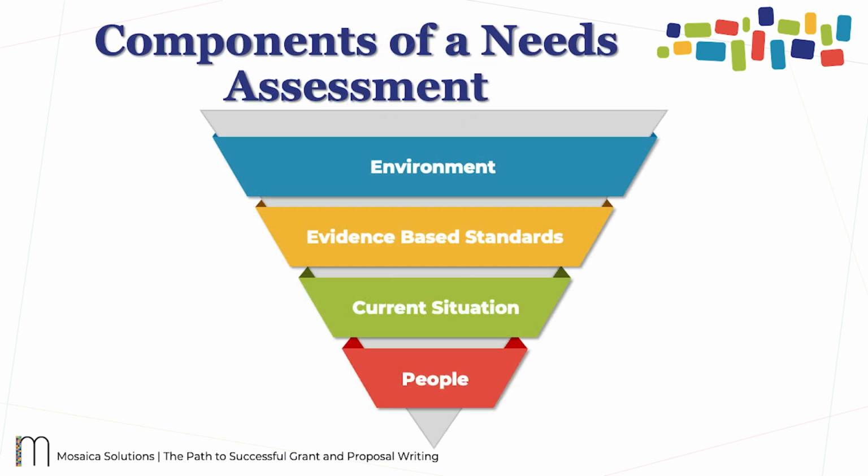A needs assessment generally includes 4 elements: the environment, evidence-based standard, current situation, and people. The environment sets the context and provides a background of the problem. It describes the state of play, existing research and work done in this area, and the status quo that your project intends to change. While it's an essential part of your grant, an environmental overview shouldn't overshadow the more critical aspects of your needs assessment: the evidence-based standards, the current situation, and the people.